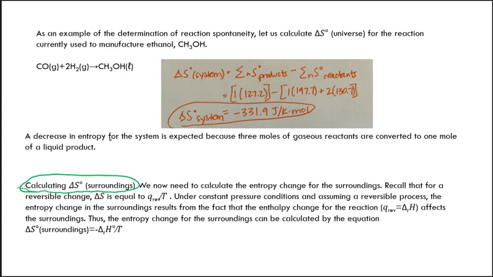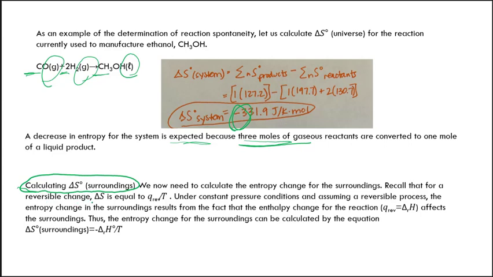A decrease in entropy for the system is expected because we went from having 3 moles of gas reactants, 1 plus 2 is 3, to 1 mole of liquid product. So 3 moles to 1, we had a decrease of moles. We also went from gas reactants to liquid products. So in 2 ways we can see that the entropy of the system should be negative. But let's look at the entropy for the surroundings.